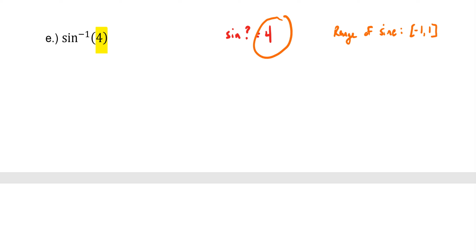So sine will never equal 4, right? Sine will always give you an output value between -1 and +1. It'll never actually reach an output value of 4. So for that reason, this answer just does not exist.